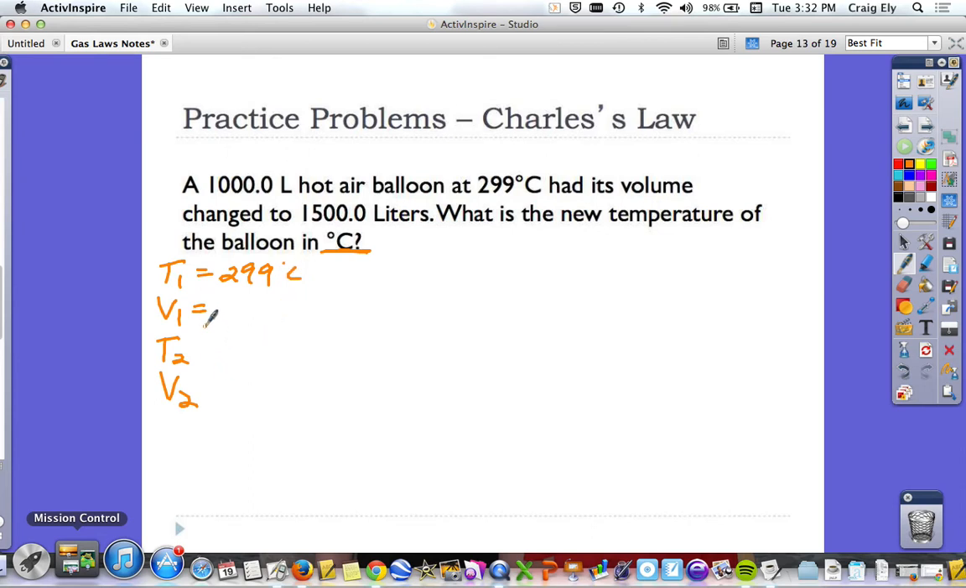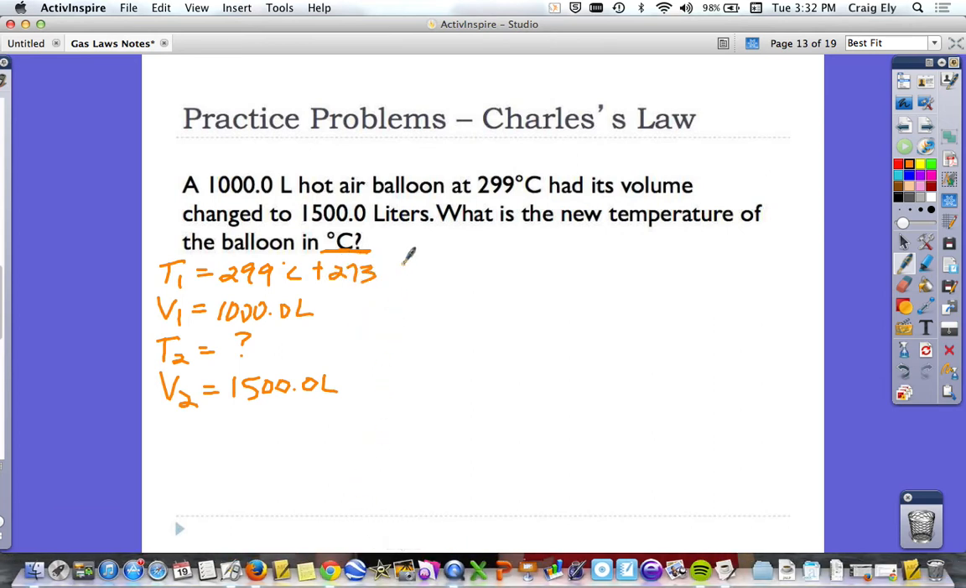Our V1 is 1,000.0 liters. Our T2, okay, that's what we're solving for, and our V2 is 1,500.0 liters. Let's change this into Kelvin. So we have to add 273. So that gives me 572 Kelvin.